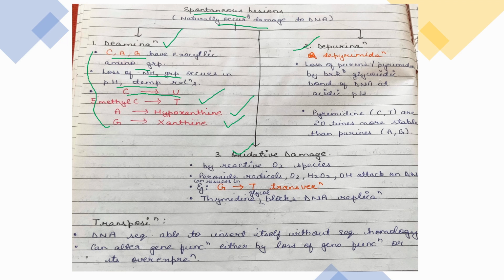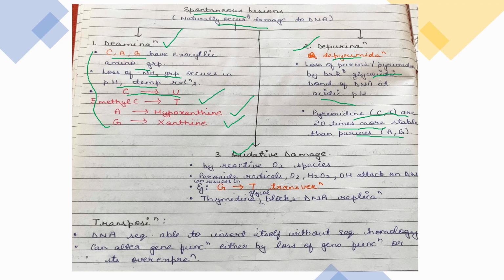Now second is depurination. Depurination or depyrimidation, as the name suggests, is loss of purine or pyrimidine by breaking glycosidic bond of DNA at acidic pH. Now pyrimidines, like cytosine and thymine, are 20 times more stable than the purines, that is adenosine and guanine.